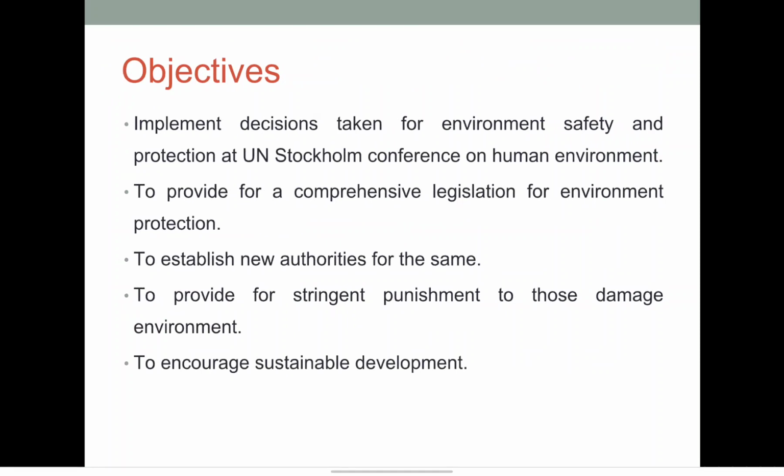Now let us look at the objectives of the Environment Protection Act. The first objective is to implement the decisions taken for environment safety and protection at the United Nations Stockholm Conference on Human Environment. Whatever decisions were taken with respect to environment safety and protection at the Stockholm Conference in the year 1972, all those decisions will be implemented through the Environment Protection Act. Second, to provide a comprehensive legislation for environment protection. In the beginning I told you that the Environment Protection Act is an umbrella legislation. That means it covers wide aspects of the environment, so it is indeed a comprehensive legislation for environment protection in India.